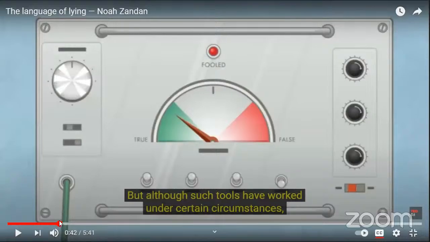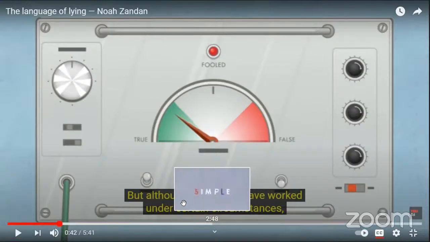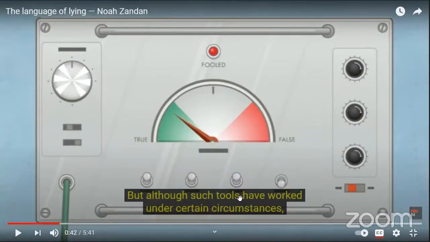What else? Look, let's read this part, please, Marcelo. It says, but although such tools have worked under certain circumstances, good. And this is the first part. Anytime that you see although, Marcelo, they are going to show the opposite. So, although such tools have worked under certain circumstances, okay, although this is true, something else happens.